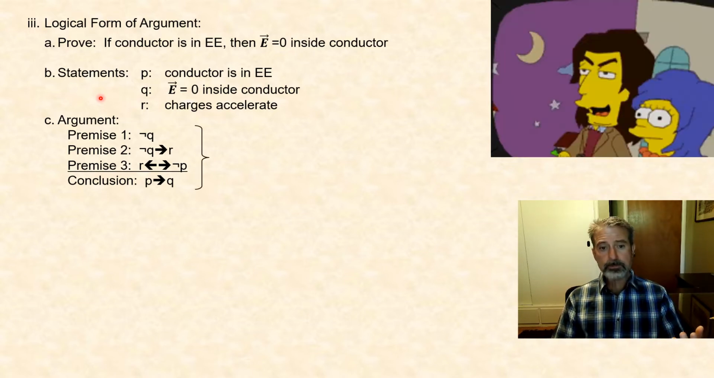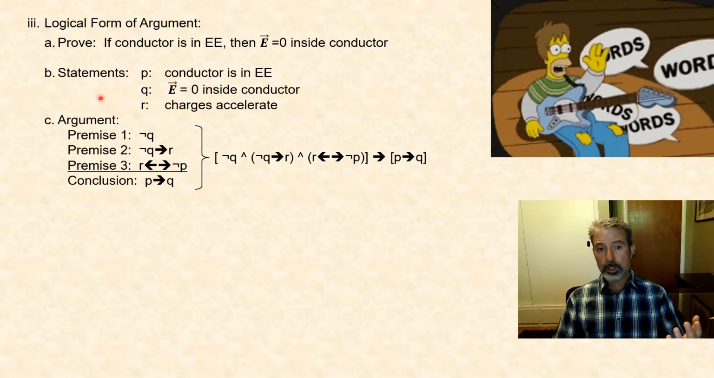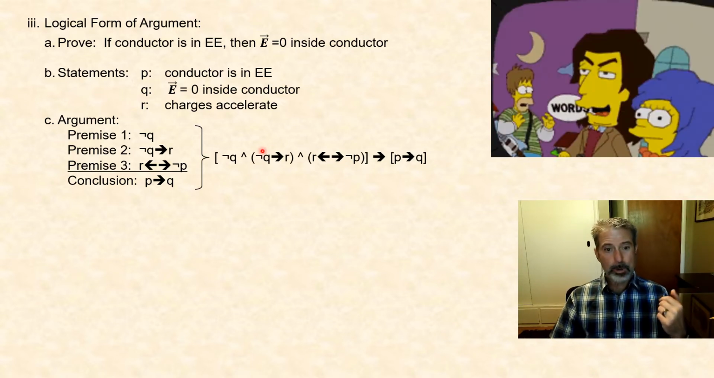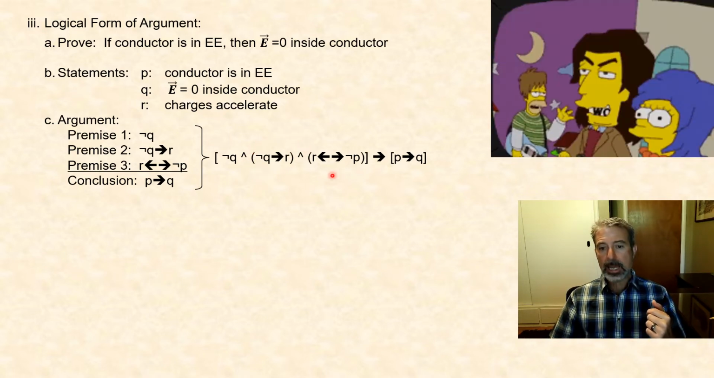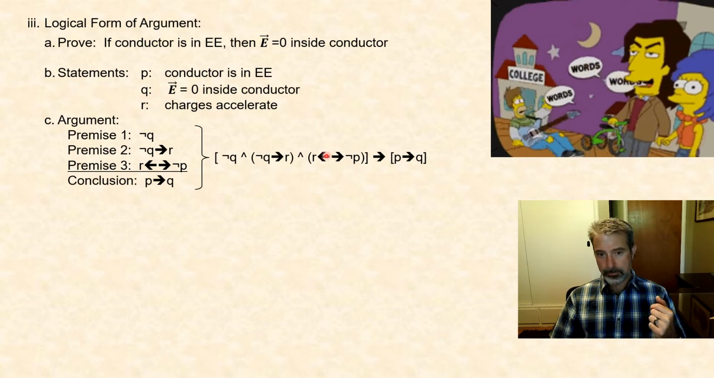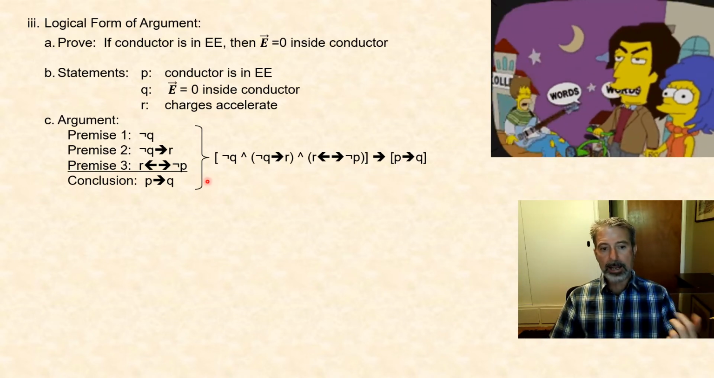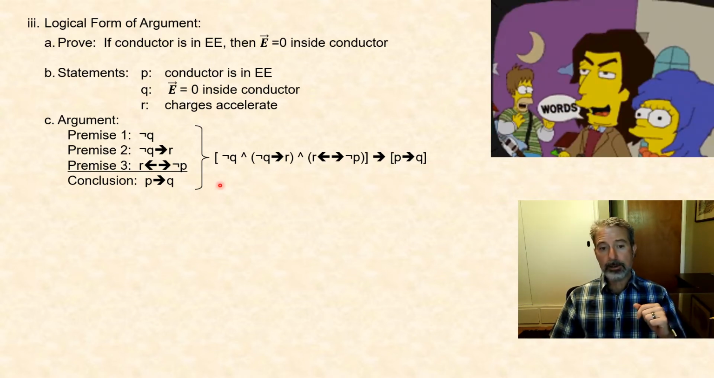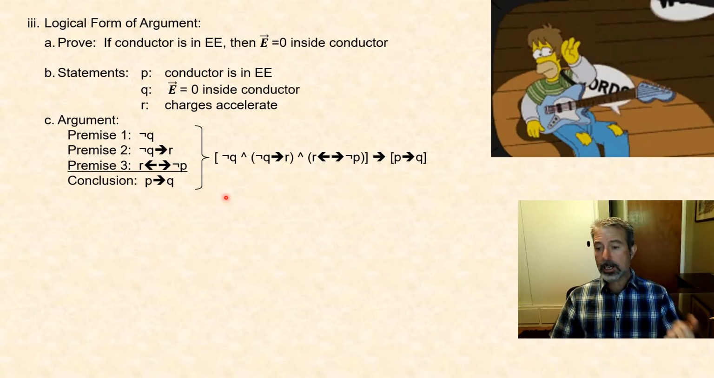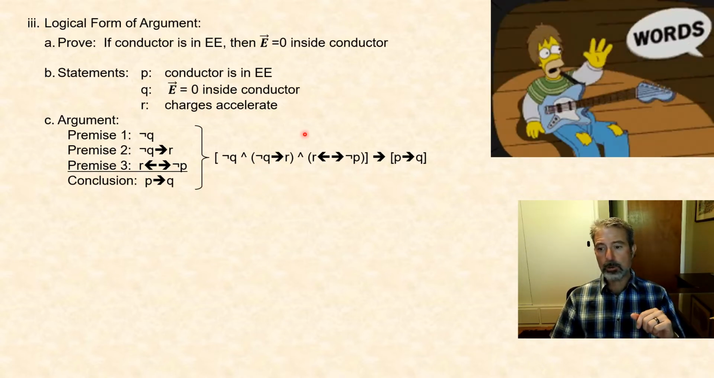Now, so this is the basic form of the proof. What we're saying is that, I'm showing you here premise 1 and premise 2 and premise 3. If those are true, then they imply this conclusion right here, that if the conductor is in electrostatic equilibrium, then the electric field must be 0 inside.